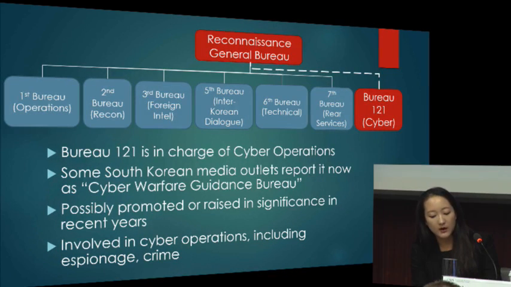In short, the RGB in general wages peacetime irregular operations against South Korea and sometimes the US. And Bureau 121 seems to be their cyber element of this larger strategy.